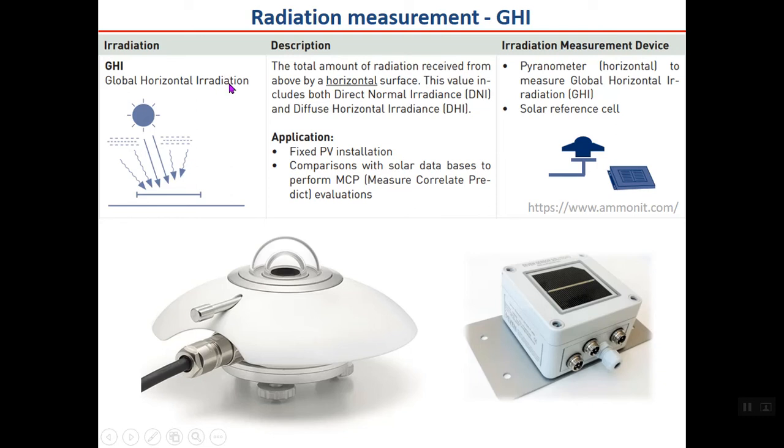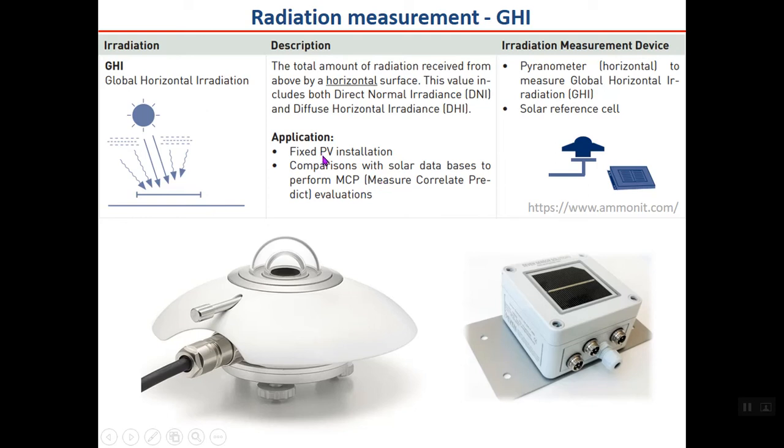I just want to emphasize that it is energy, because we have two types of solar radiation. Solar radiation intensity, which is instantaneous at exactly this time, and solar energy, which is the summation of solar intensity or irradiance during, for example, a day. This is the solar energy, not the intensity. Look, it's not power, it's energy. Okay, GHI is global horizontal irradiation. So what is this? The total amount of radiation received from above the surface, by a horizontal surface. This value includes both direct and diffuse horizontal irradiance. For the direct, you can see a new parameter, DNI, and for the diffuse, you can see a new parameter, DHI, which we'll discuss later.